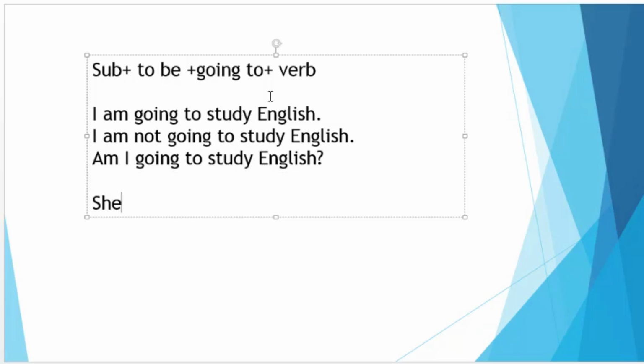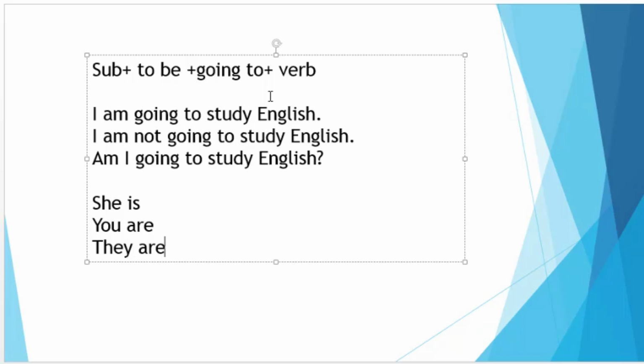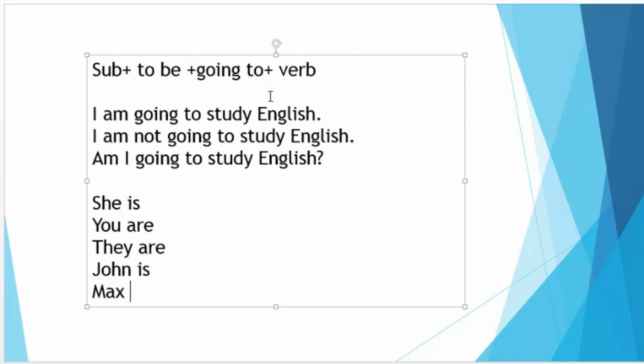If we change the subject to she, then the to be verb is is. Okay. When we change it to you, then the to be verb is are. When we use they, the to be verb is also are. When we use, for example, John, okay, the to be verb is is. When we use Max, for example, the to be verb is also is. When we use my computer, then the to be verb is also is.